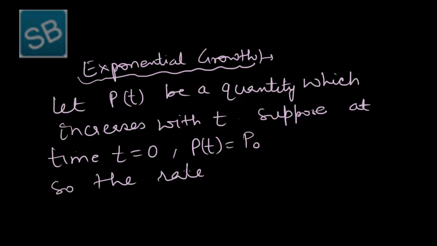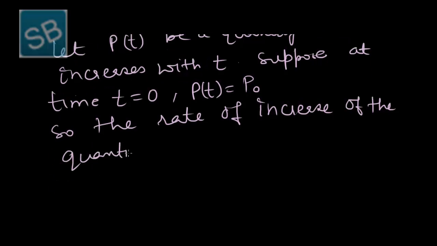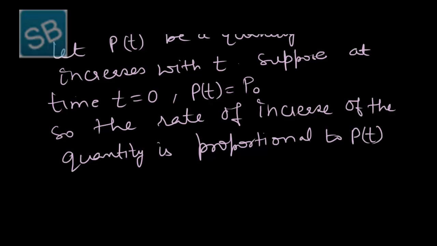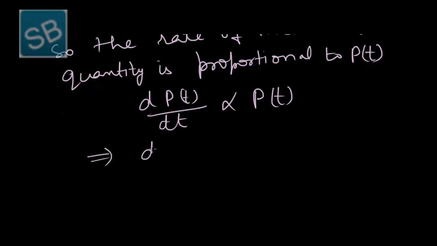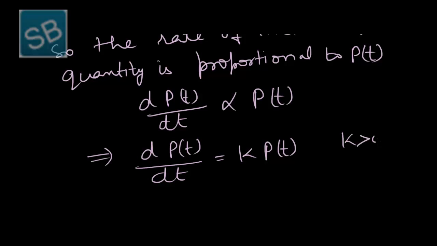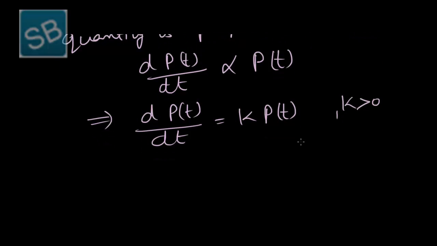So the rate of increase of the quantity is proportional to the quantity at the time t. So dP over dt is proportional to the quantity at the time t. That is, it increases. So we take here k is positive and it becomes k times P of t, where k is greater than 0. That is a sign of increase, positive.